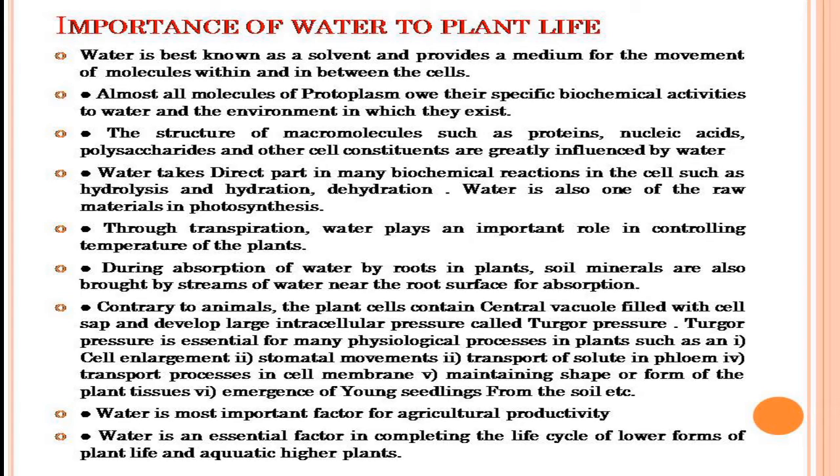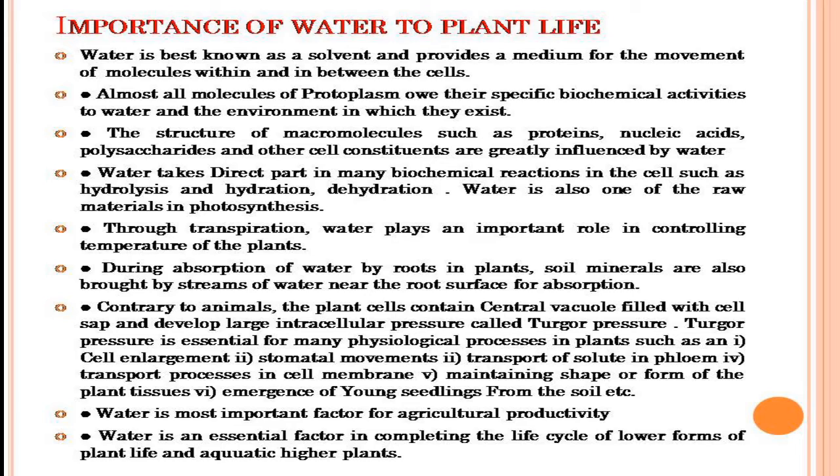Water also plays an important role in controlling the temperature of the plant, because excess water is released in the process of transpiration in the form of water vapors, which ultimately cools the surroundings of that particular plant. During absorption of water by roots in plants, soil minerals are also brought by streams of water near the root surface for absorption. Contrary to animals, the plant cells contain a central vacuole filled with cell sap and other large intracellular contents, which creates pressure called turgor pressure.